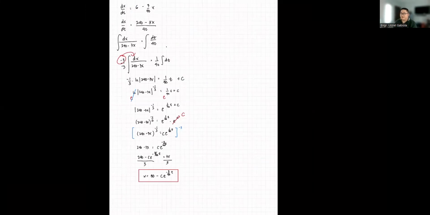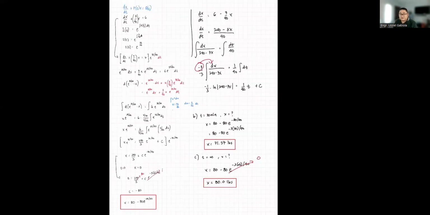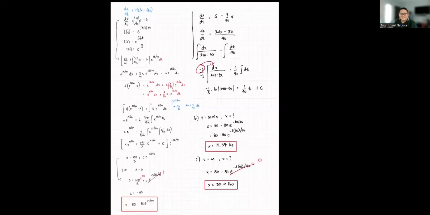And then after you get that, substitute yung initial condition, makukuha mo yung particular solution mo, and then substitute mo yung 30 minutes, makukuha mo yung 71 point something, and then yung 80 pounds kapag sinubstitute mo yung infinity. Okay? So, first example pa lang po ito. Okay?